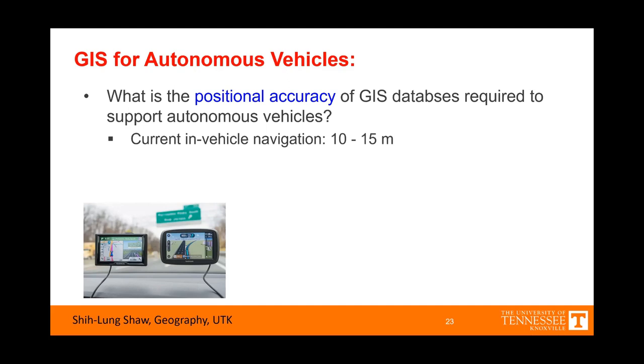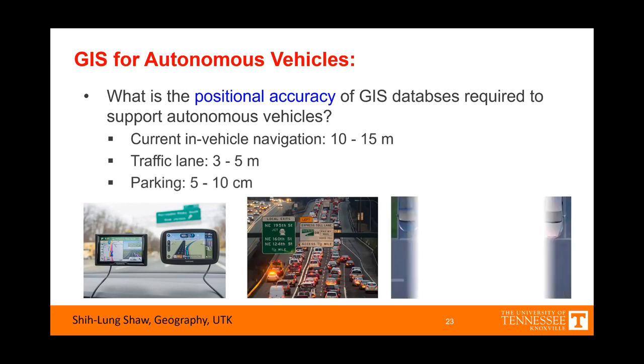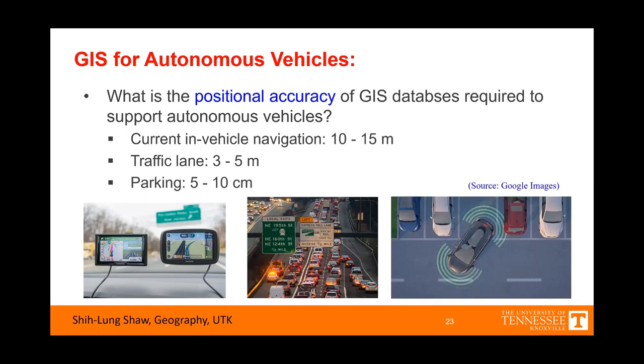Any guess? In terms of GPS, we know roughly 10 to 15 meters. That's probably not good enough, right? If it's going to be an autonomous vehicle, at minimum it needs to be able to recognize individual traffic lanes so it can stay in the lane. That means 3 to 5 meters. How about parking in New York City? What would be the positional accuracy level required?